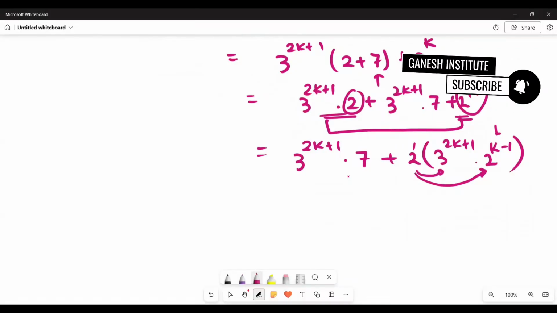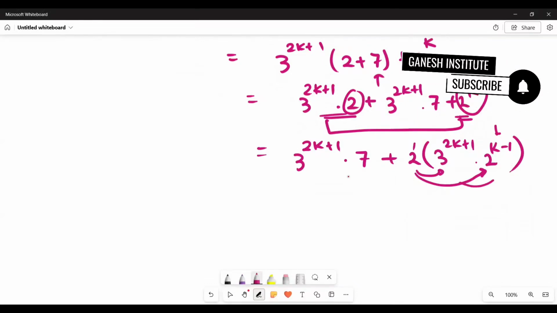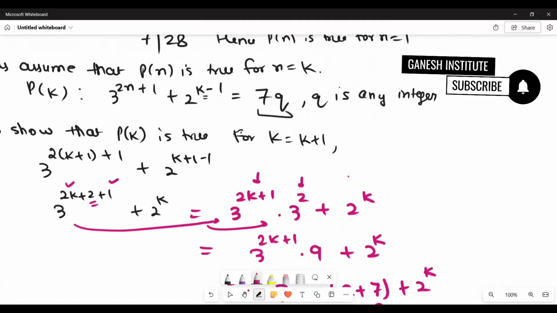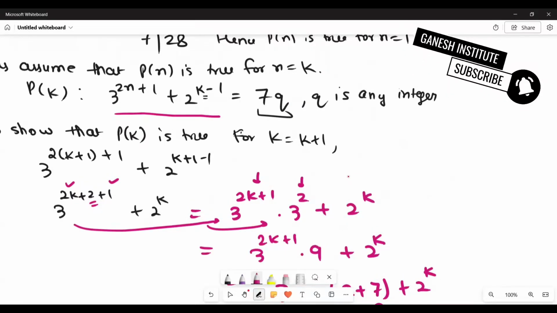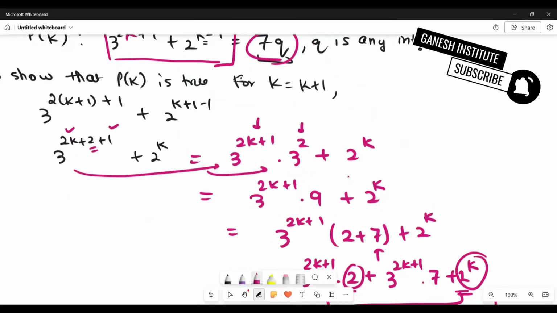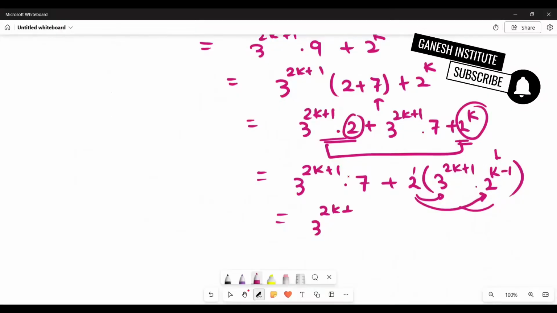Now what can I do? If you see this, 3 raised to power 2k plus 1 plus 2 raised to power k minus 1, what is it? It's the same as Pk, and you know that that's divisible by 7. So the second part of the equation is divisible by 7.